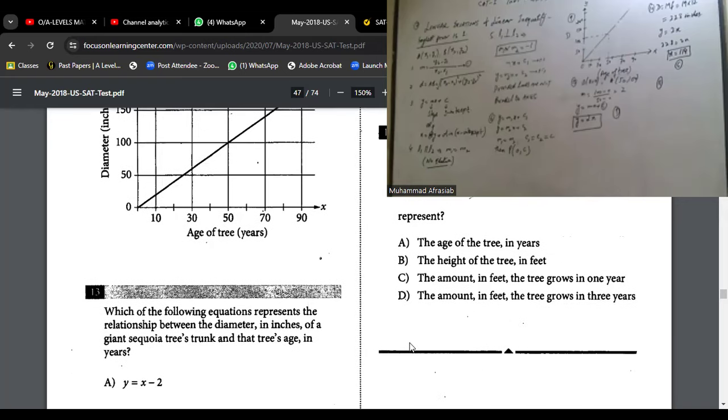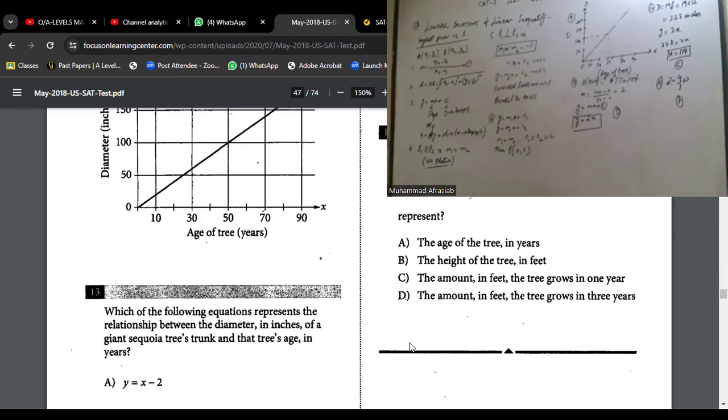Now the next question, which is 15 here. The linear equation model z is equal to 4 over 3 w can be used to find the height in feet of a giant sequoia tree. What does this w represent? From the following options, we can see that it is the age of the tree in years. Yes, A is the answer of this part.